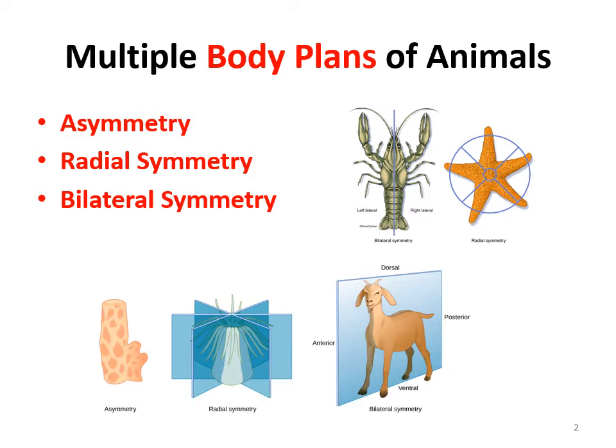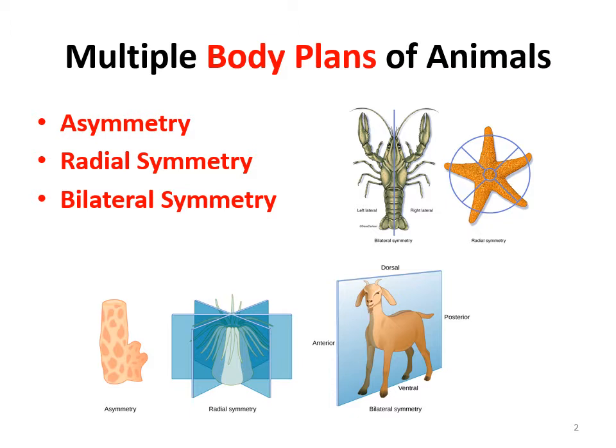Now, with animal forms, the first thing we want to talk about is the fact that there are multiple body plans when it comes to animal structure. Body plans basically means the symmetry of the animal. So, is one side symmetrical to the other? Is there any kind of repeat or mirror aspect to that organism? The three main body plans that you encounter are asymmetry, radial symmetry, and bilateral symmetry.